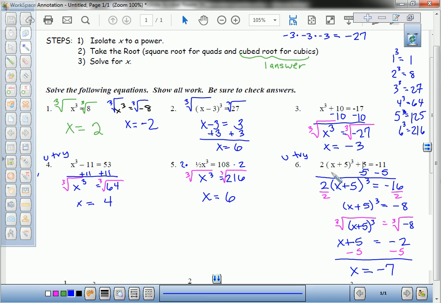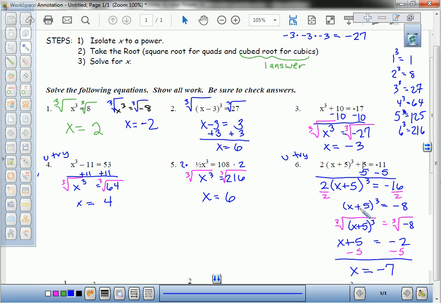So we have to isolate the power, the x to a power. The first thing that has to go in this one is the 5, so we subtract the 5. And then the second thing we have to move is the 2, so we divide by the 2. You have to use the inverse operation. The opposite of adding is subtracting. The opposite of multiplying is dividing.